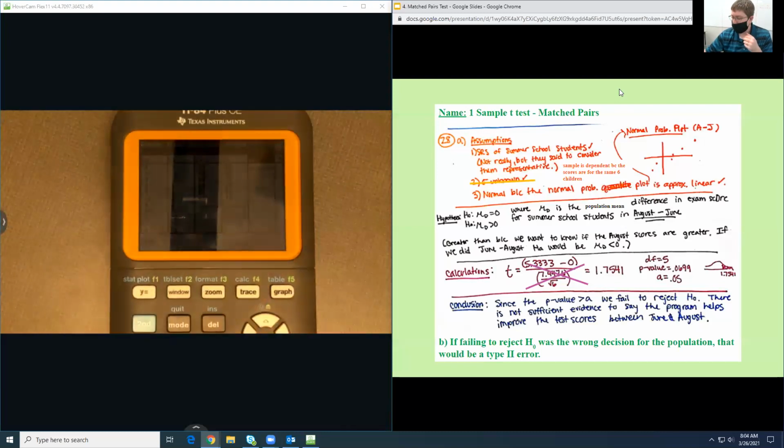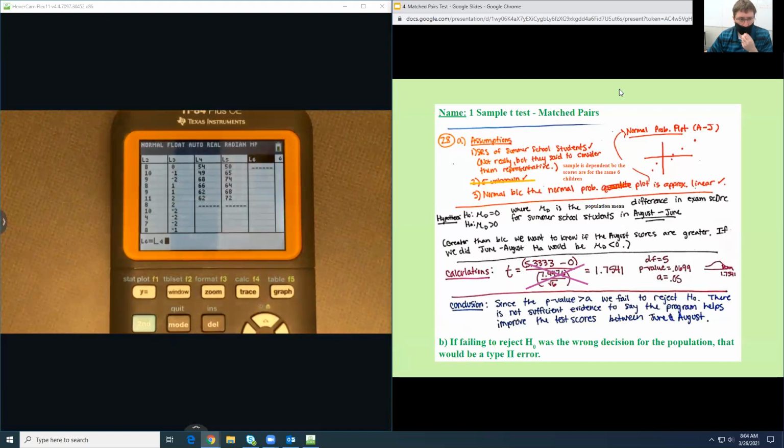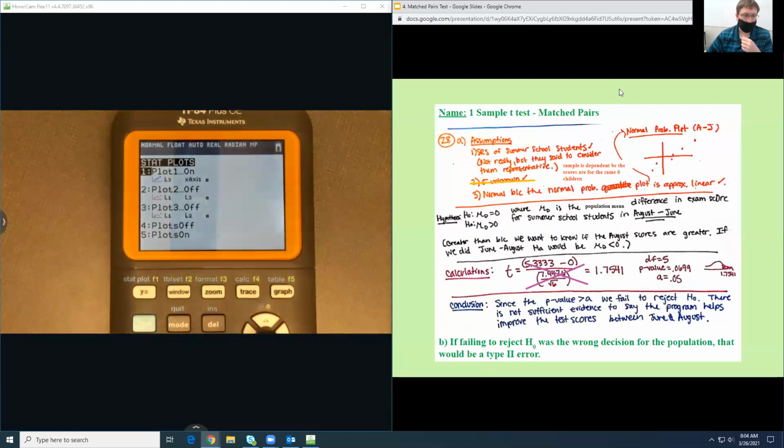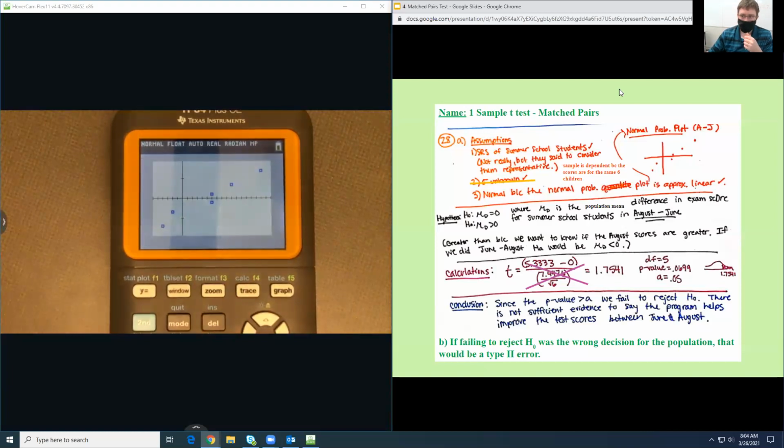So for my L6 here, I'm going to do L4 minus, I'm sorry, wrong way, L5 minus L4. All right, so these are my June, these are my August. So if everything goes according to plan, there should be enough difference there to say, hey, this program actually makes a difference. So now I can go to the stat plots, go into here, and change this to L6. So second, 6. And we can look at the graph, and then again, hit zoom number 9. Boom, there's my graph, there's my picture. This is approximately linear.